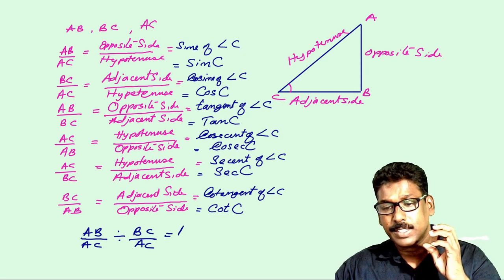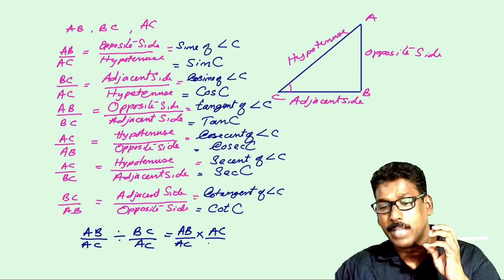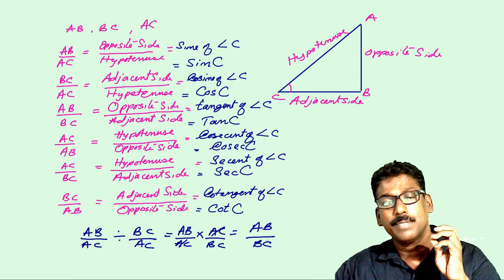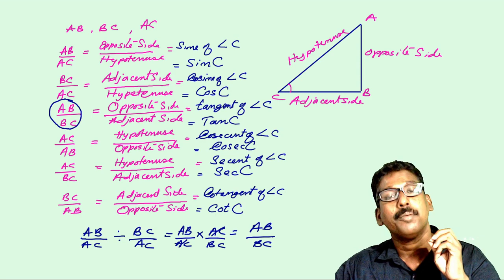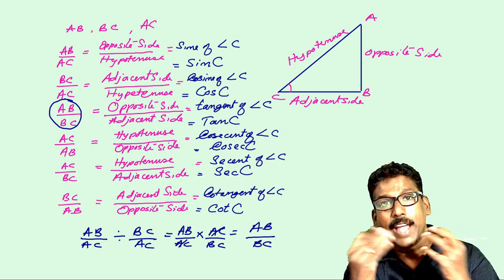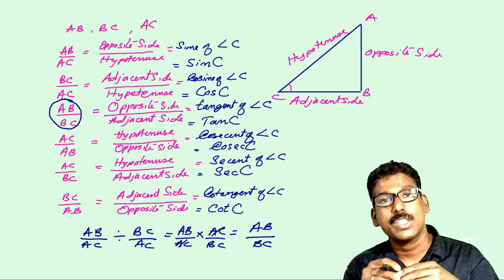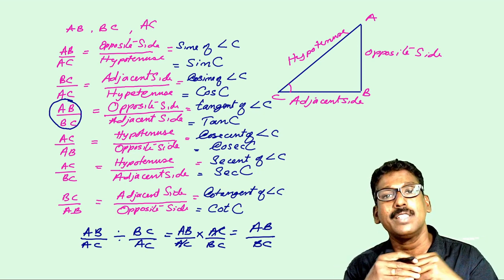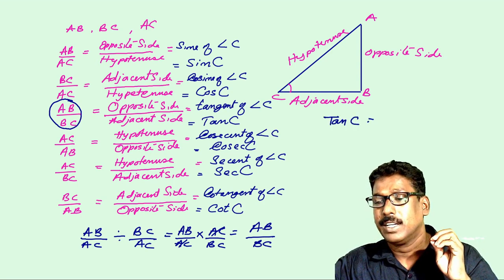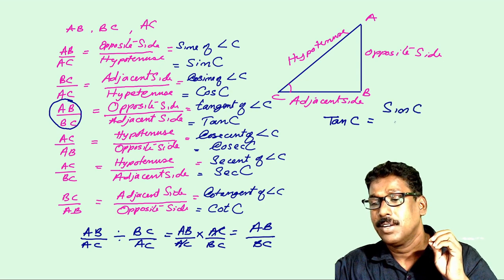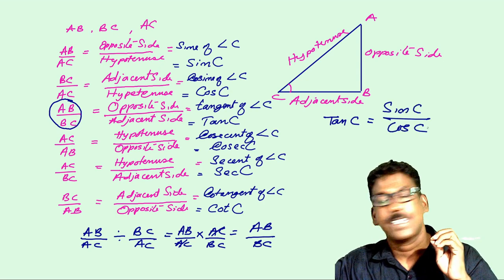What will you get? This is AB by AC into reciprocal AC by BC. AC cancel. You get AB by BC. Now what is the third ratio? Yes, it is AB by BC. That means dividing sin C by cos C, you will get the third ratio, that is tan C. Or we can say tan C, you can write it as sin C by cos C.